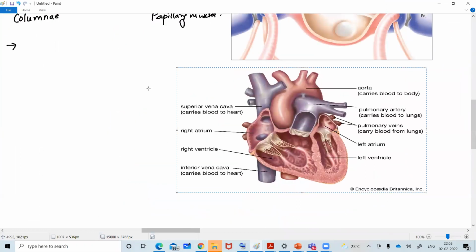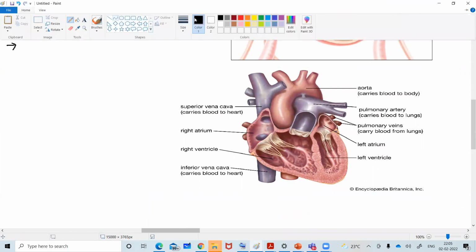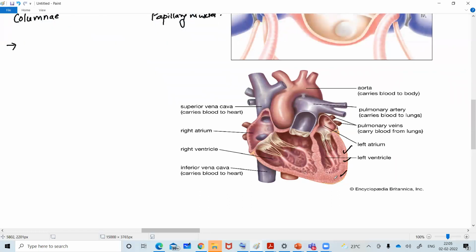If you see this lower part of the heart, this section, this particular part which I'm shading, this is quite thick, right? If you compare with this side, this thickness and then this thickness, see, this is thicker and this side is less thick. The thickness is due to the pressure created by the lower part of the heart to send the blood to the different parts of the body.